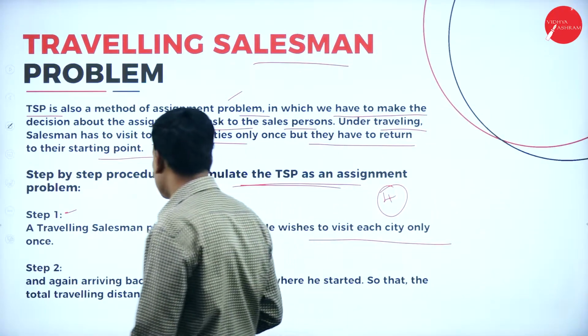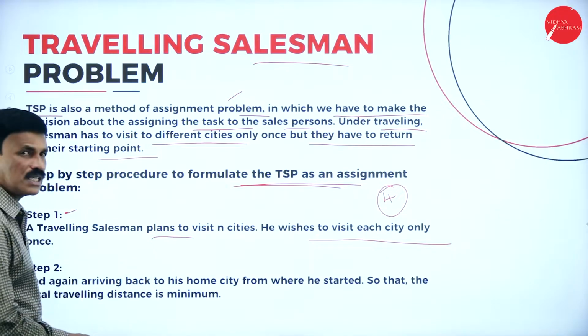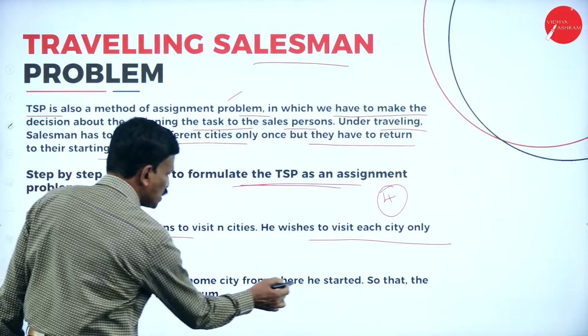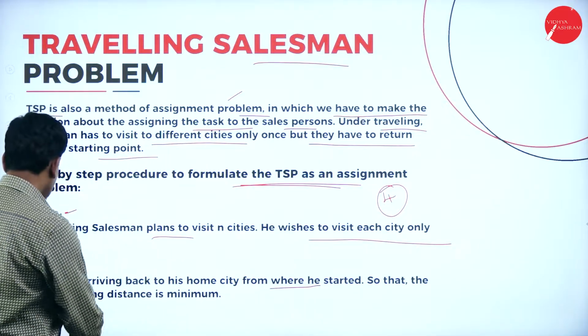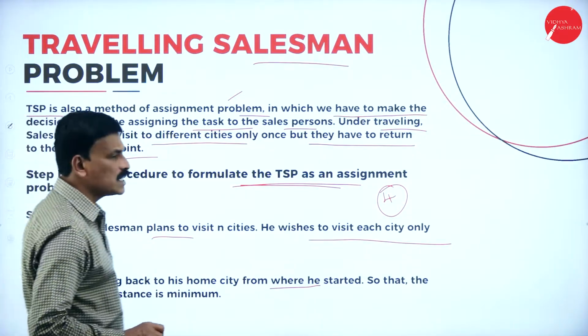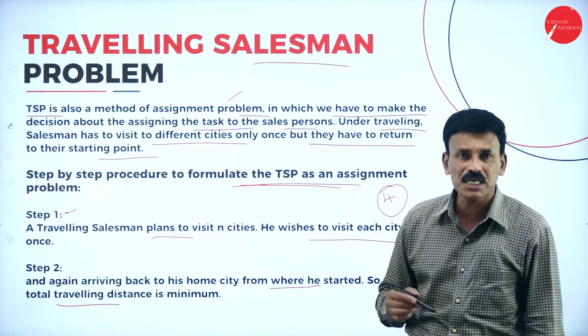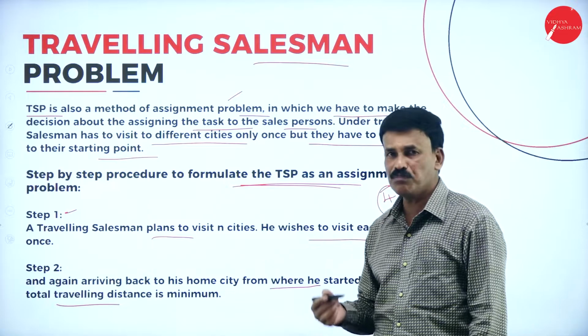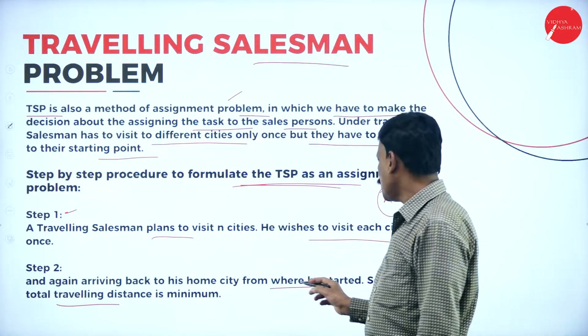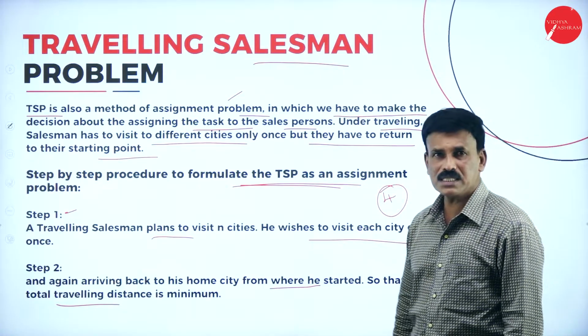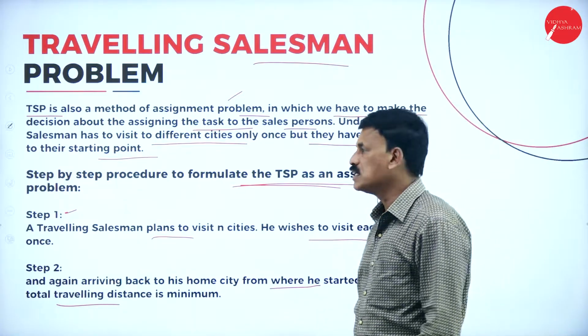Now, after visiting, let us go to the second step. What is the next step? He arrives back at his home city from where he started, so that the traveling distance is minimum. After visiting the particular city, he has to come back to the same place, the hometown, in order to minimize the traveling distance.